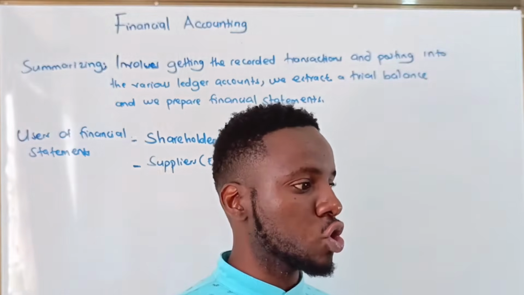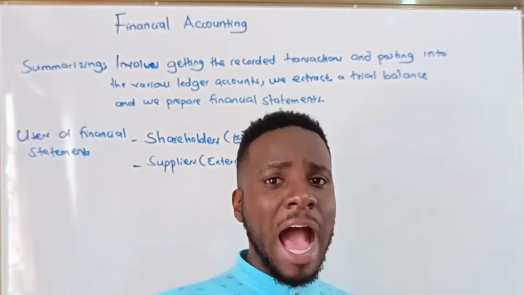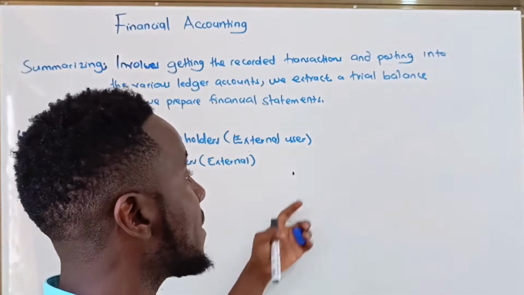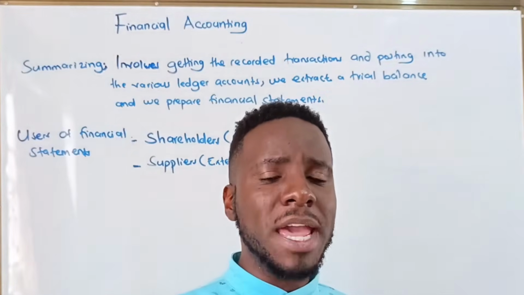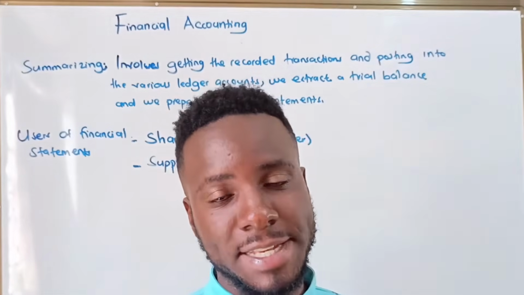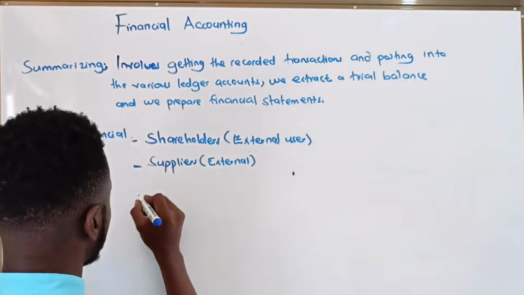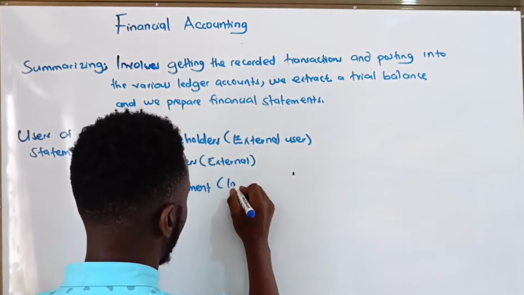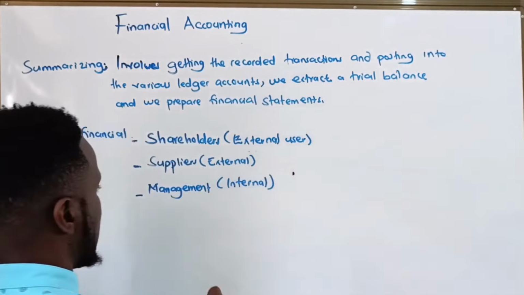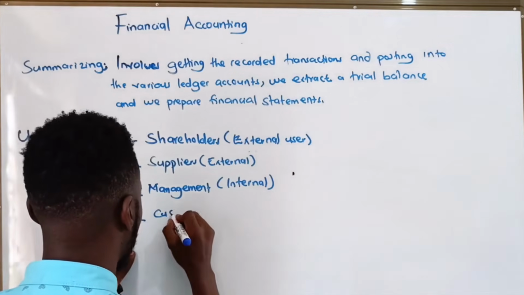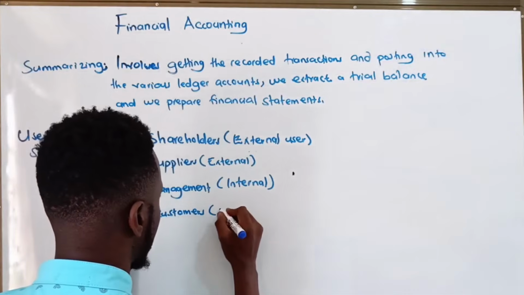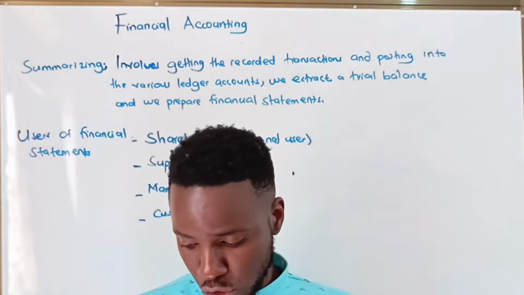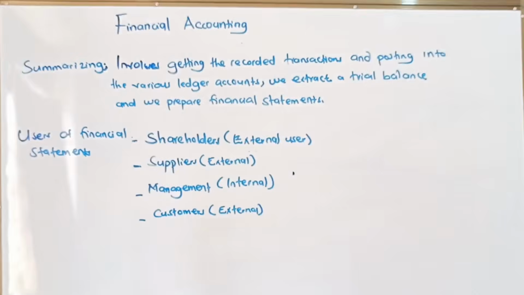Because if they are to give you their goods on credit, and you're going to acquire raw materials on credit, how will they be sure that you will be able to pay them? Now, when you show them the financial statements, how the business has been performing and everything, they will be able to ascertain that this person will be able to pay us in time. And then we have management. This is internal. We have our customers too. External. Our customers too are users of financial statements, and so on and so forth.